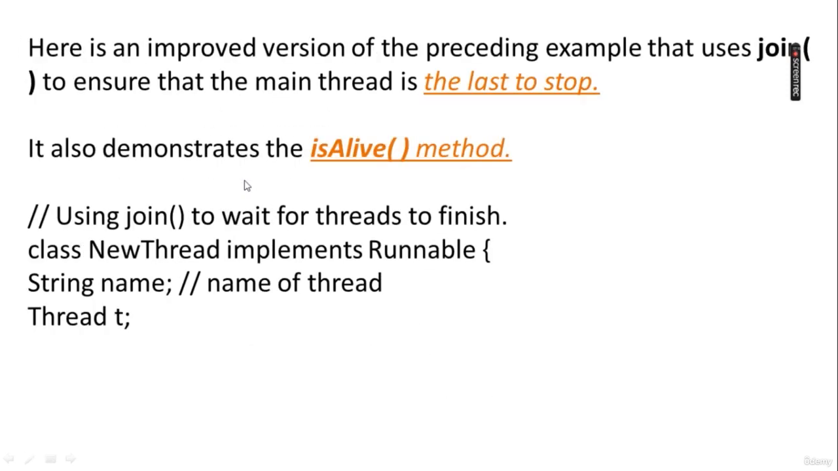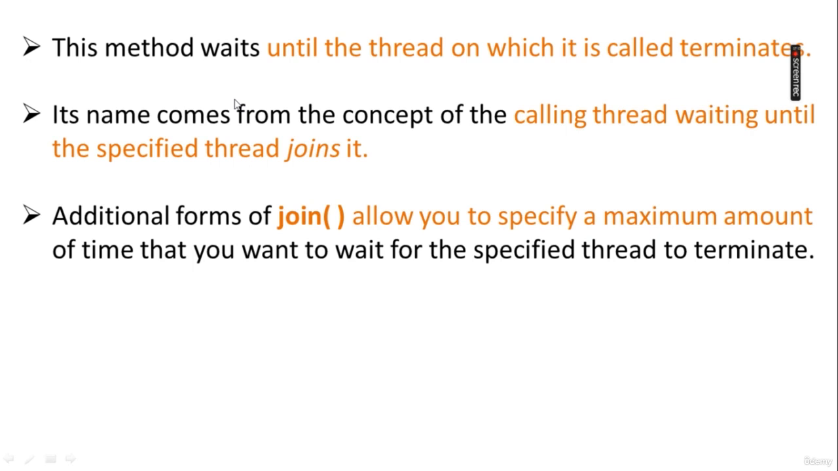What is the use of the join method? The join method waits until the thread on which it is called terminates. Its task is to wait, and its name comes from the concept of the calling thread waiting until the specified thread joins it.